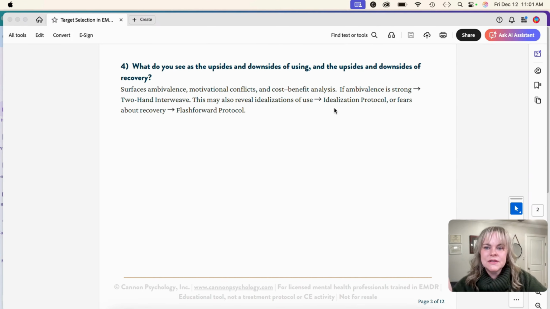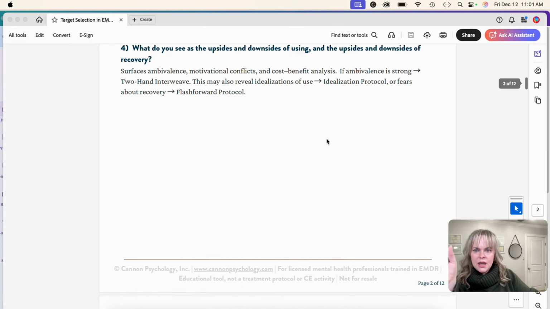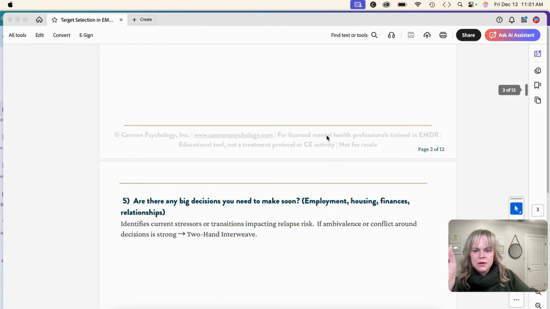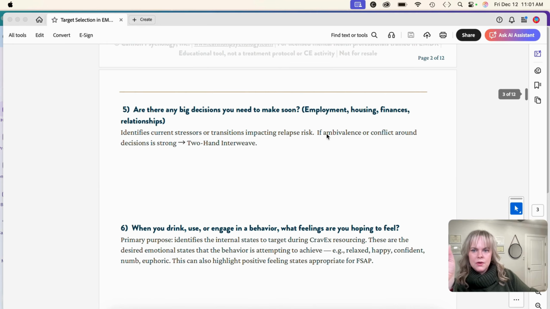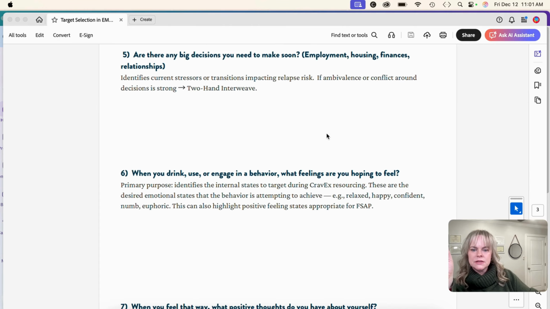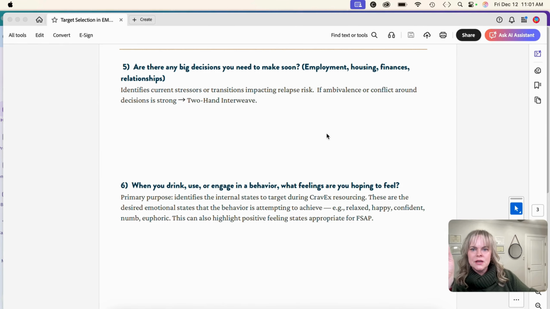So this question, what do you see as the upsides and downsides of using, the upsides and downsides of recovery? That helps you create targets for these protocols that I've just mentioned. And I think maybe we'll do just these last 2 questions.